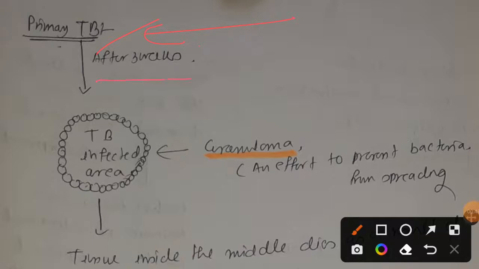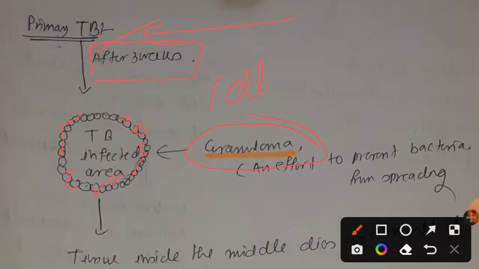Now, after 3 weeks of this incident, our cell mediated immunity comes into the picture. Cell mediated immunity means the immune system which consists of T helper cells and cytotoxic T cells, right? So first of all, those immune cells will surround the site of TB infection and form a special type of formation called a granuloma. It is nothing but an effort to prevent bacteria from spreading to the rest of the body.